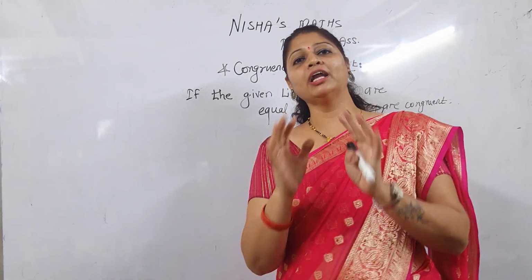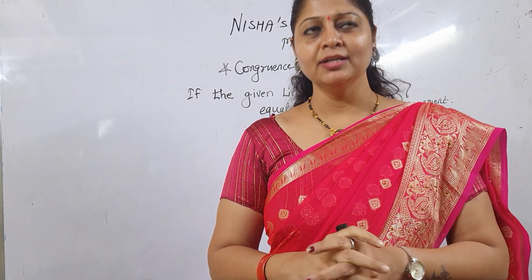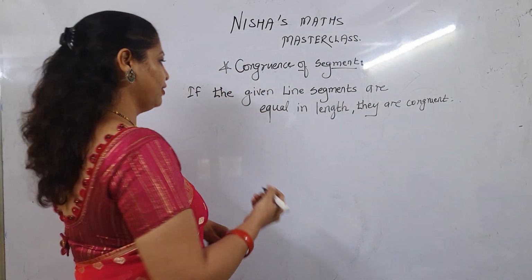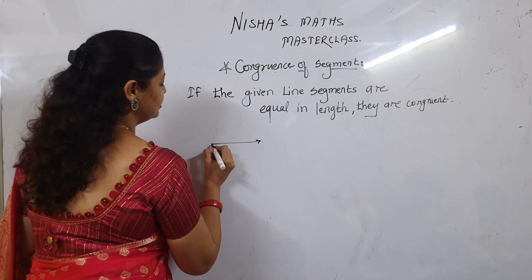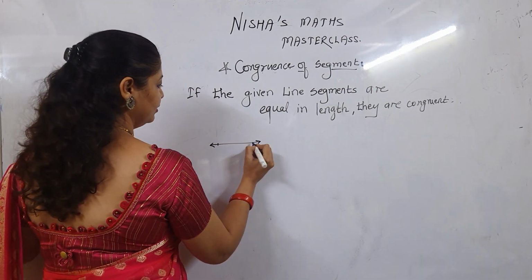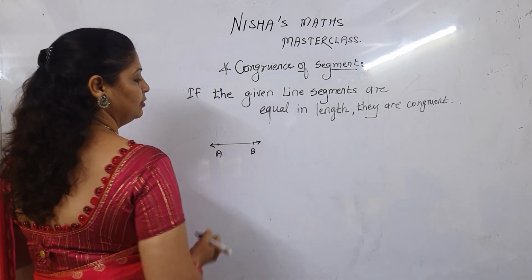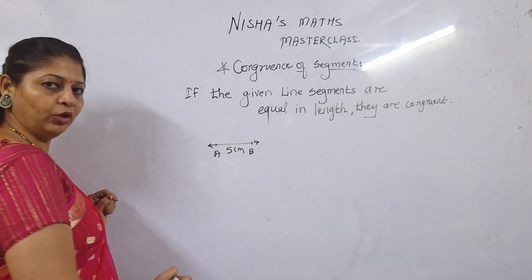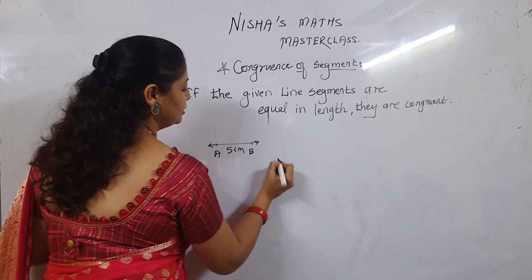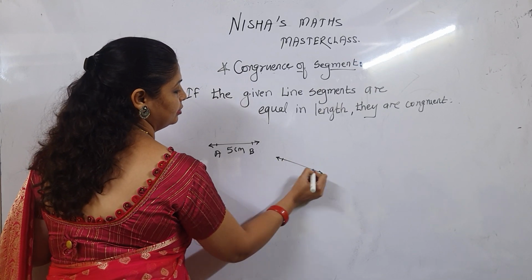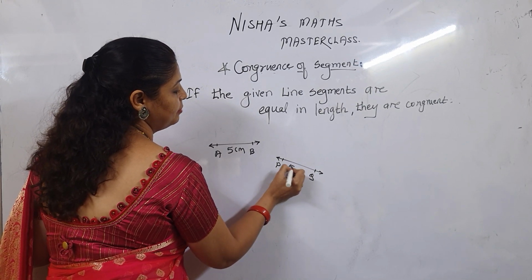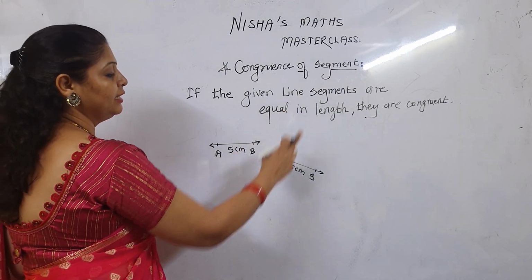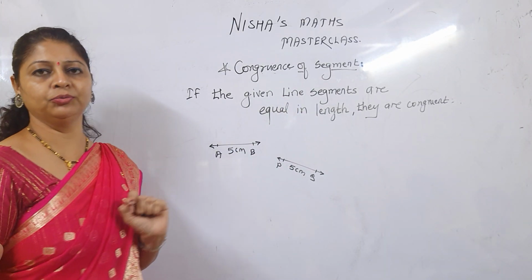So children, we all know about the meaning of congruence. What is the meaning of congruence? If I draw one line on the board, see everyone, pay attention here. Suppose this is our line segment, A and B, and the measurement of AB is 5 centimeter. Got it? And the same line segment I draw, and the same measurement is there. So we say that line segment AB is congruent with line PQ.